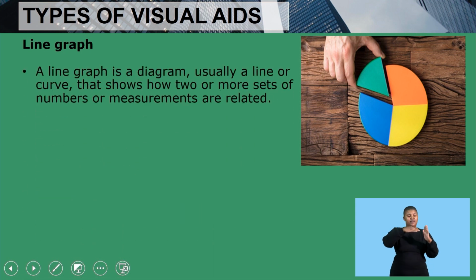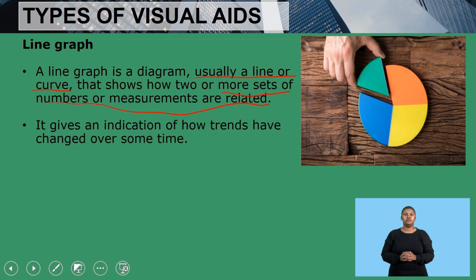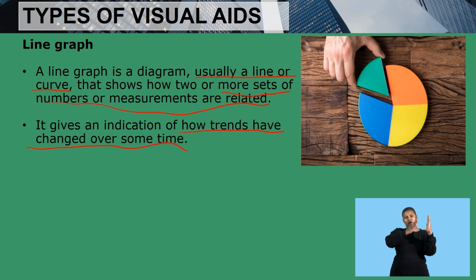A line graph is a diagram, usually a line or curve, that shows how two or more sets of numbers or measurements are related. When we talk of a line graph, we are referring to a graph that has a vertical axis and a horizontal axis, so we have the y-axis as well as the x-axis, whereby we use a line to compare the information or even measure the numbers. It gives an indication of how trends have changed over some time.